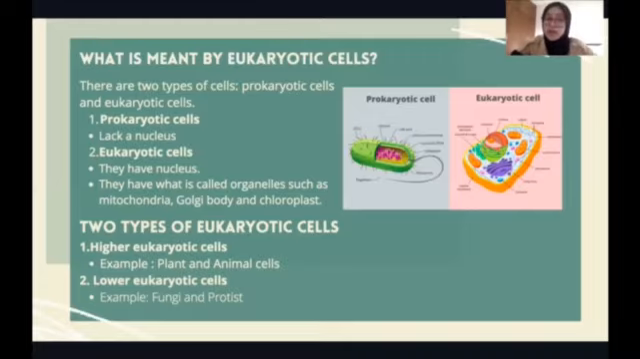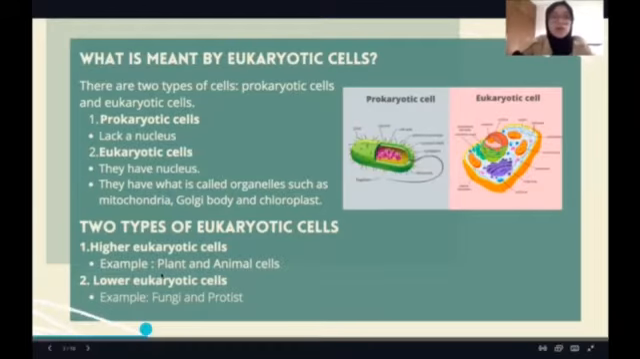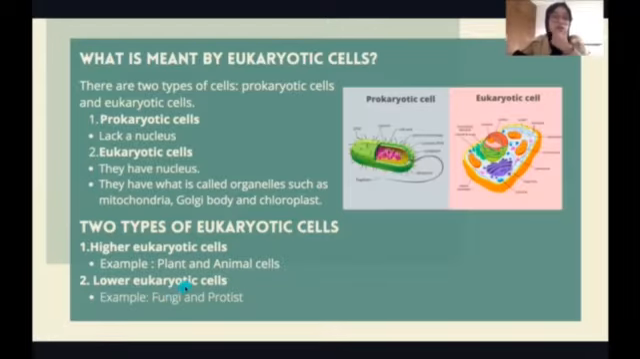In prokaryotic cells, they lack a nucleus, but in eukaryotic cells, they have a nucleus. Also, in eukaryotic cells, they have what are called organelles, such as mitochondria, Golgi body, and chloroplasts. And we'll be talking more about eukaryotic cells. There are two types of eukaryotic cells, higher eukaryotic cells and lower eukaryotic cells. Examples of higher eukaryotic cells are plant and animal cells. Examples of lower eukaryotic cells are fungi and protists. Those examples are products of metabolism from microorganisms that are not essential to survival, which is called secondary metabolism.